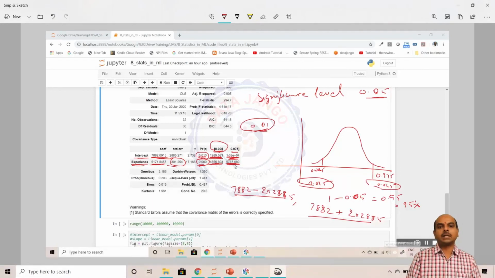In the coming video, let us try to understand error metrics for regression in a deeper way.